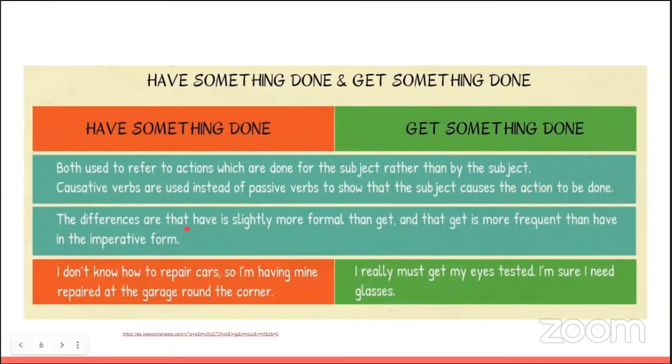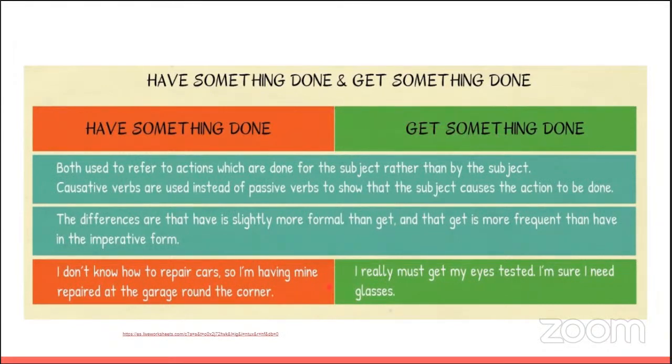The differences are that have is slightly more formal than get. So this is the only difference. Have is more formal than get, nothing else. And get is more frequent than have in the imperative form. So whenever we are giving orders, making imperative statements like do something, do this, work on that, we are going to be using get something done.